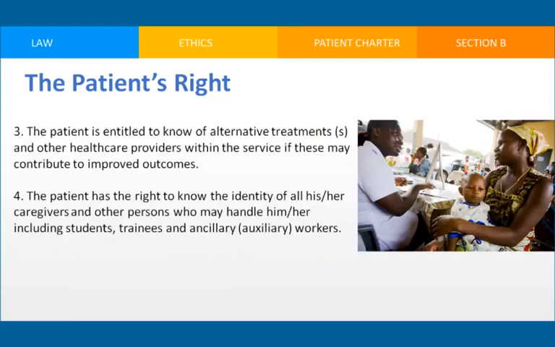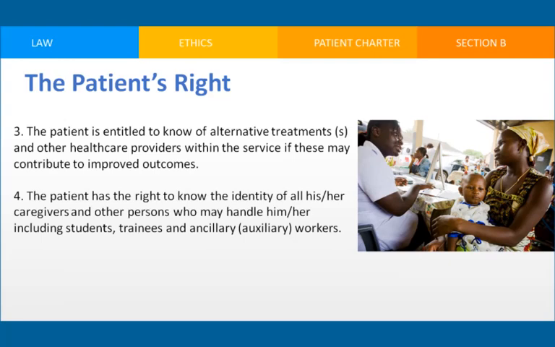Number three, the patient is entitled to know of alternative treatment or treatments and other healthcare providers within the service if these may contribute to improved outcomes. Now, when a patient comes to the pharmacy or goes to a hospital and we want to treat, we give them all treatments available. For example, if a patient comes to my pharmacy with common cold, even though we may want to sell the common cold medicines, we let them know that they should eat fruits and vegetables, they can inhale warm water, they can stay and rest more so that they'll recover. If there's any other treatment that we think the patient can benefit from, the patient is referred.